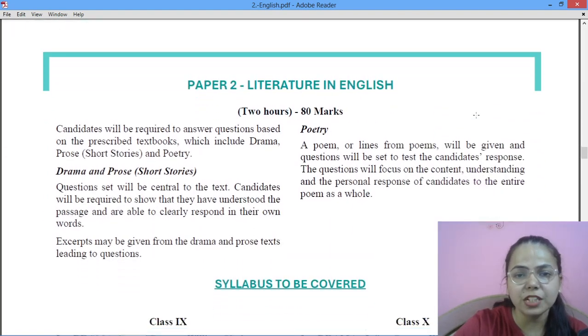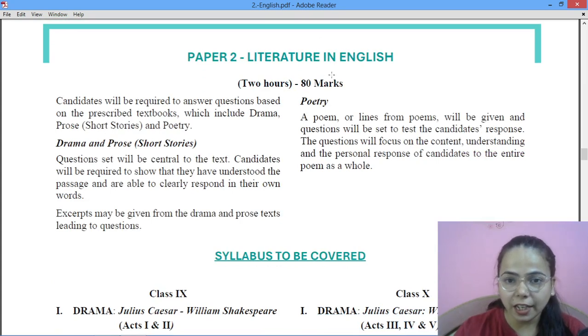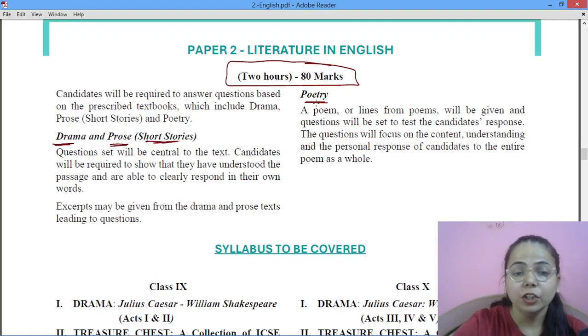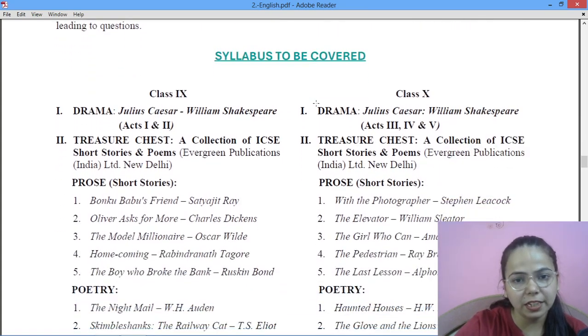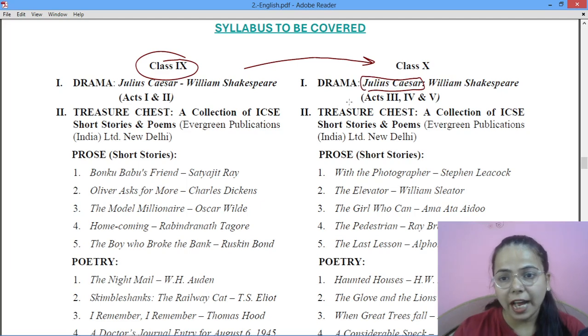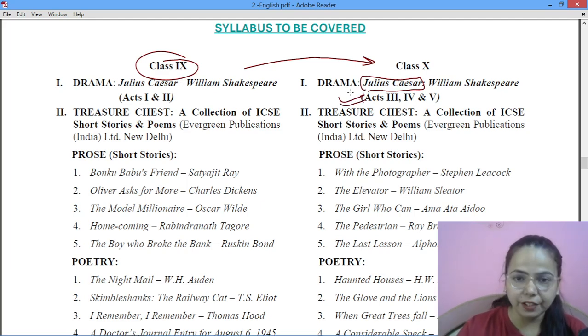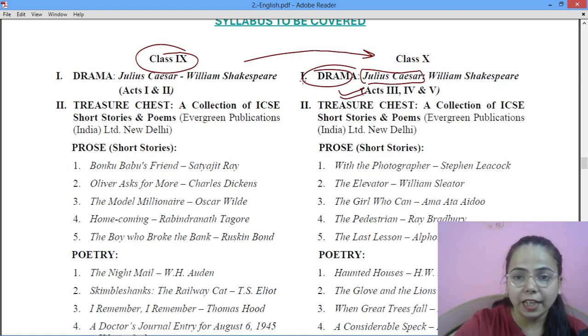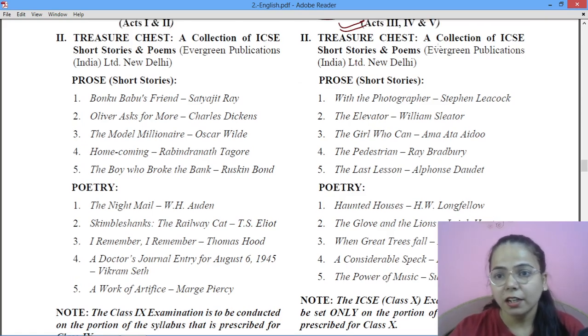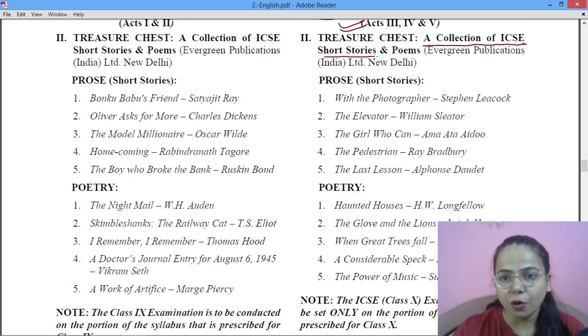Now moving towards the portion of literature, that is again a separate paper of 80 marks, in which drama is there, prose is there, that is short stories, as well as poetry is there. So what chapters you are supposed to study in that, we will see. In class 9th you studied these chapters. In class 10th you will be taking up Julius Caesar, Act 3, 4 and 5, that is the drama portion, in which the RTCs come. Then next is the Treasure Chest, a collection of ICSE short stories and poems.